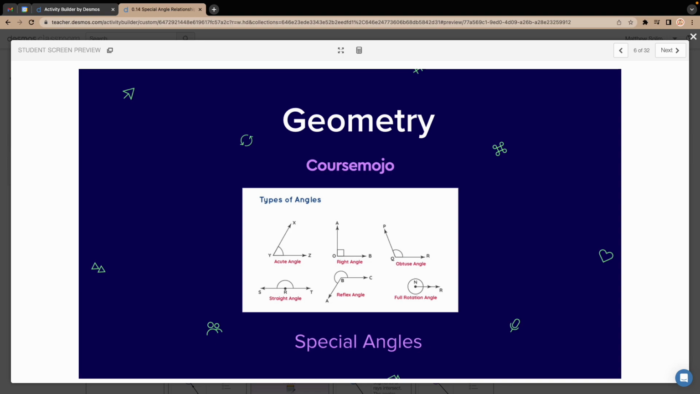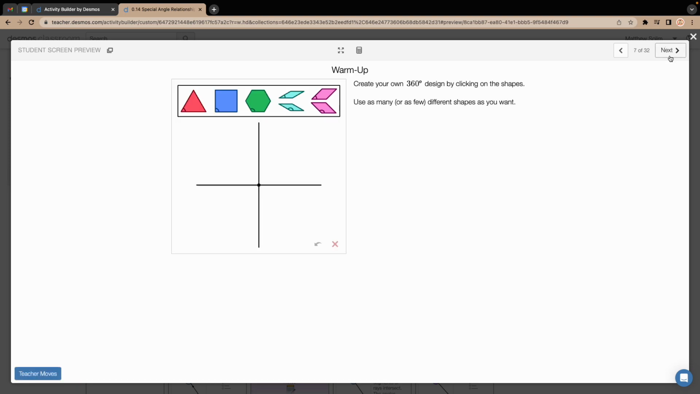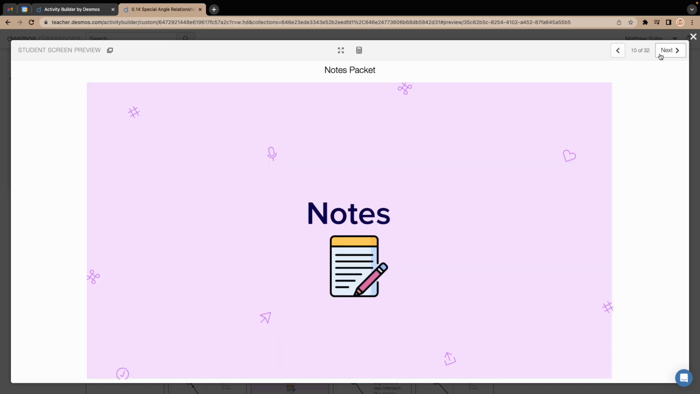Angles here as we finish up Unit 0. We're going to talk about special angles today, including right angles, obtuse, acute, straight angles, and a full angle, which would be 360, which is what everything's based off of. So let's jump in and see what we did in class today in case you missed it. I'm going to skip over this part.